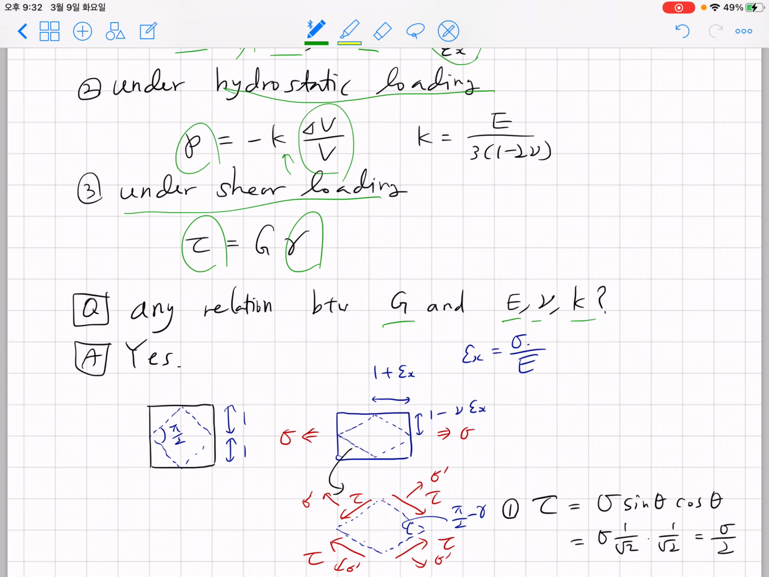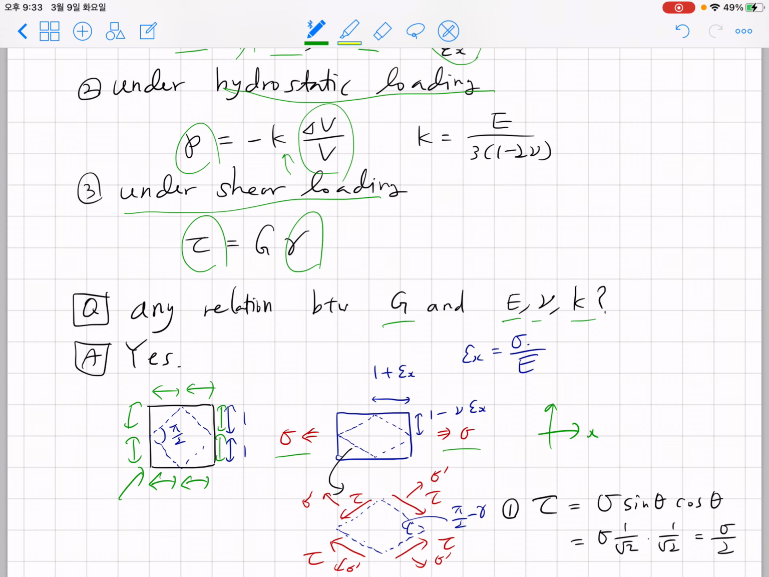To answer this, let's think about one example problem. Here we're going to consider this square-shaped sample. Originally it has a square shape, and the length of each surface is 2. Each half surface has a length of 1, for our convenience. Now if this square material is under axial tension along the x direction, then this is what you can expect.